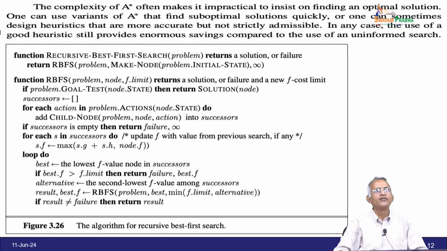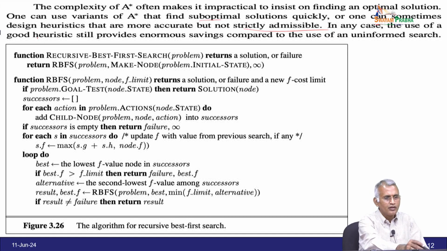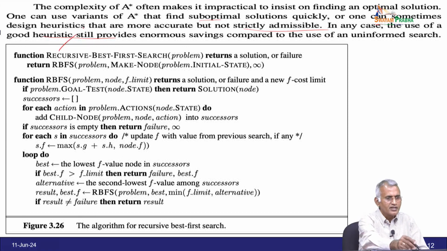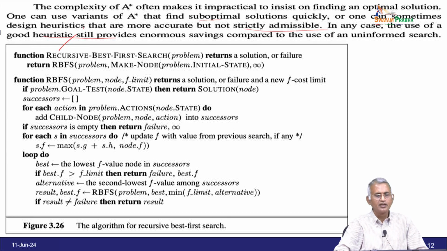So, the complexity of A star often makes it impractical to insist on finding an optimal solution. One can use a variant of A star to find a suboptimal solution quickly, or one can sometimes design heuristics that are more accurate but not strictly admissible. In any case, the use of good heuristics still provides enormous savings compared to the use of uninformed search. The next search algorithm is recursive best first search, which returns a solution or failure.